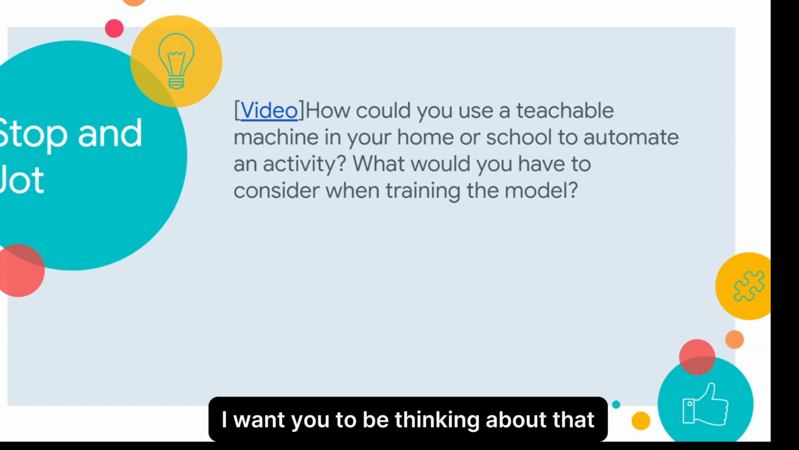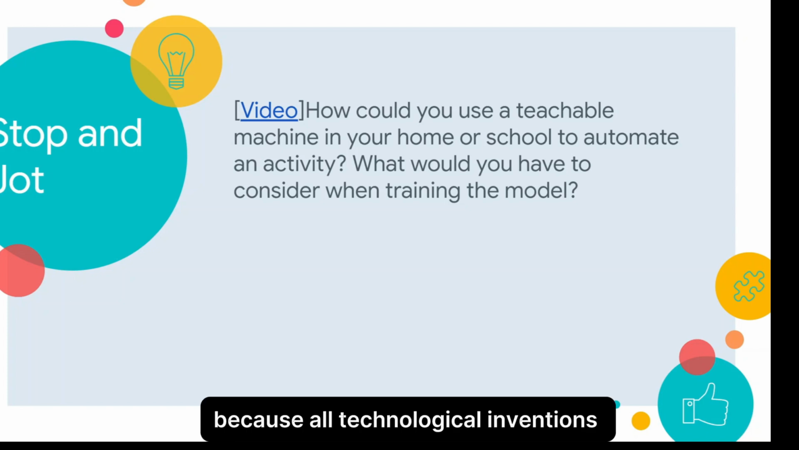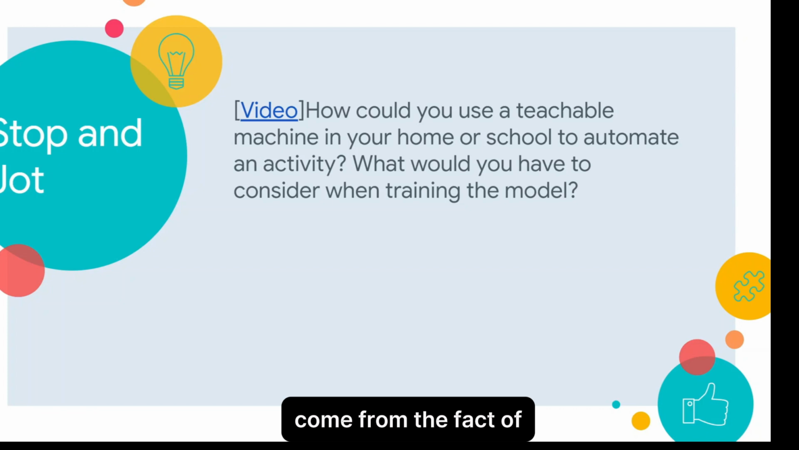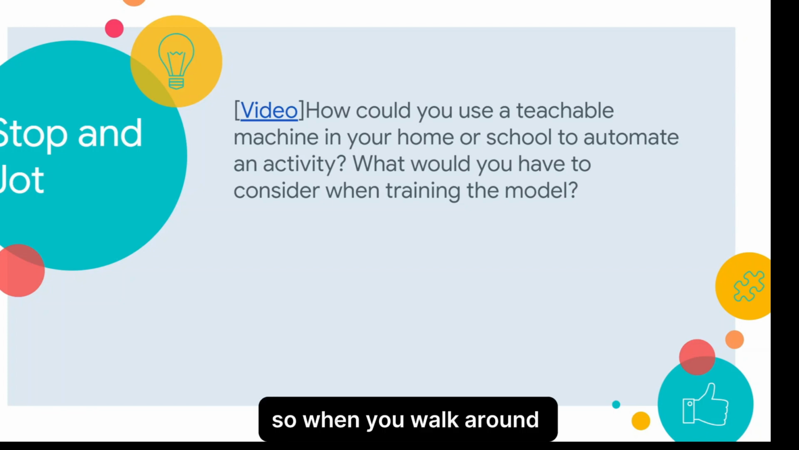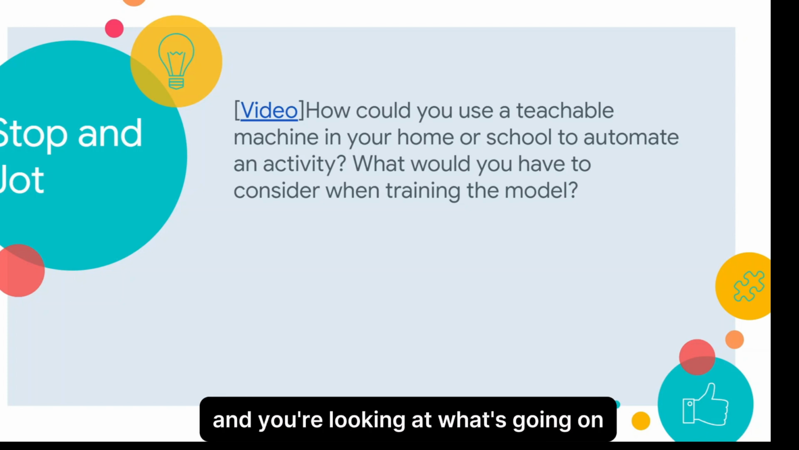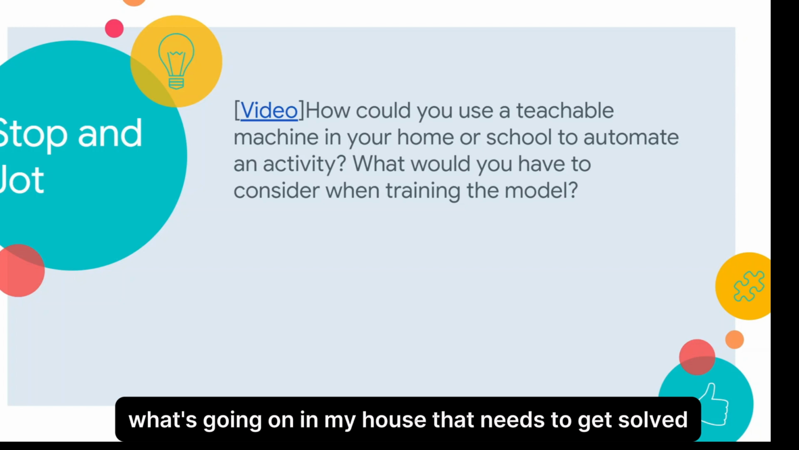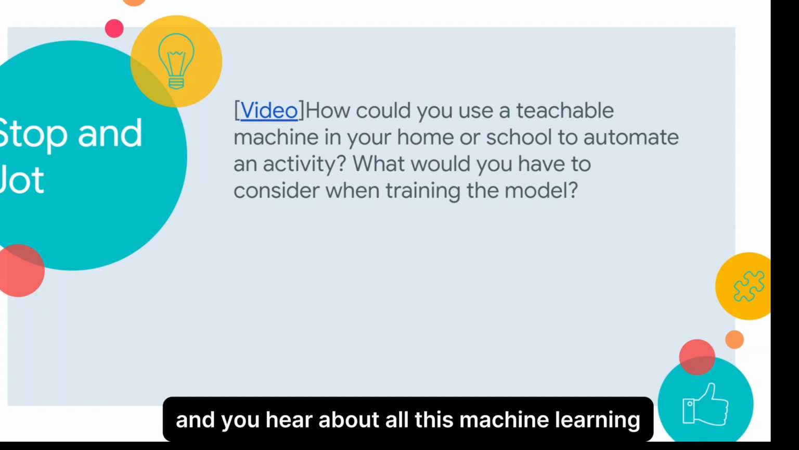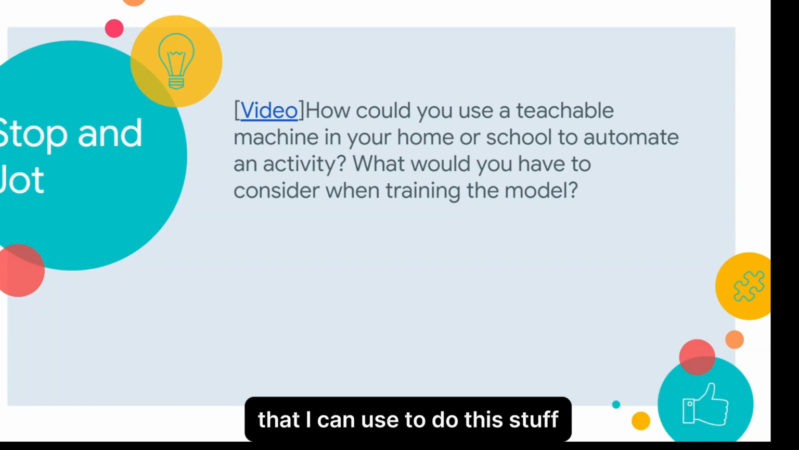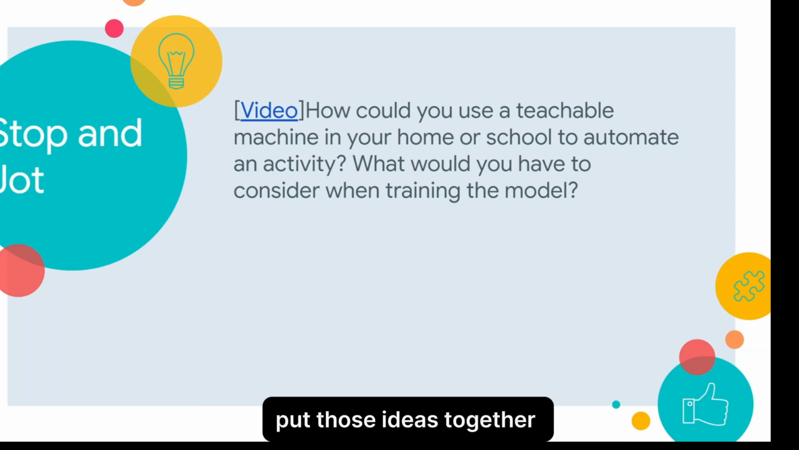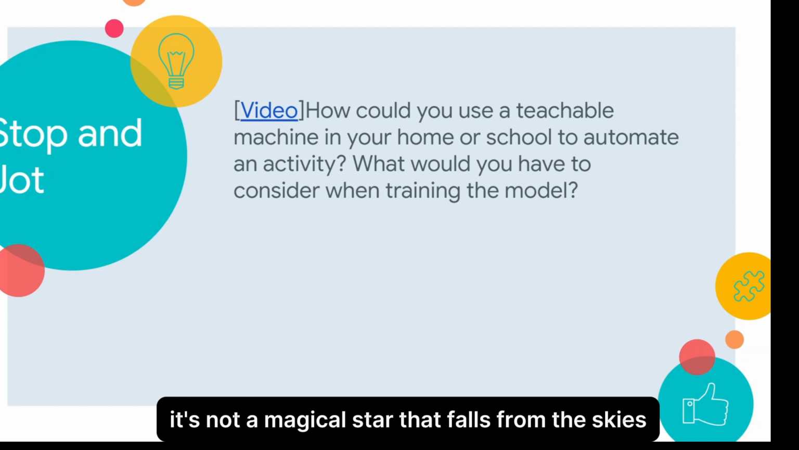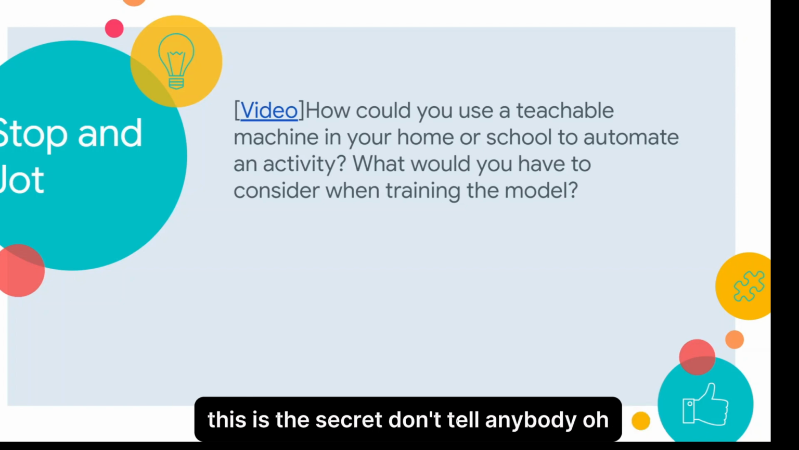So, how would you use a teachable machine in your home or school to automate an activity? I want you to be thinking about that because all technological inventions come from the fact of technological push and society pull. So when you walk around and you're looking at what's going on in society that needs to get solved, what's going on in my house that needs to get solved, and you hear about, oh, this machine learning that I can use to do this stuff, guess what? You start putting those ideas together, and that's how innovation comes. It's not a magical star that falls from the skies. This is the secret. Don't tell anybody.